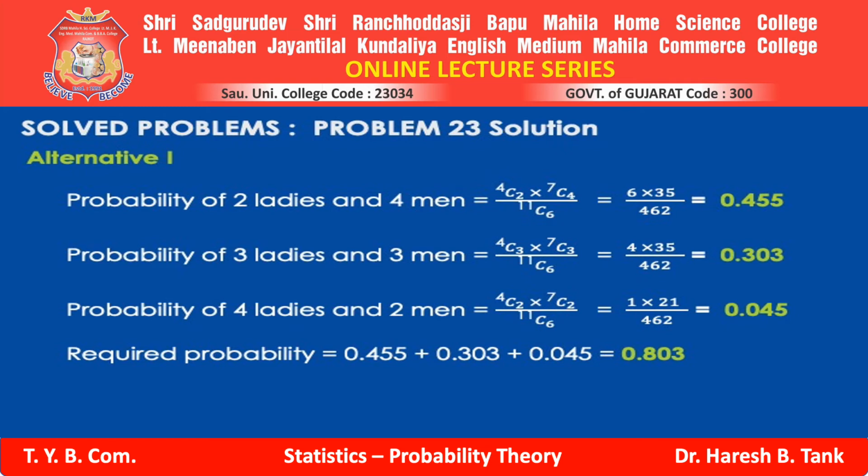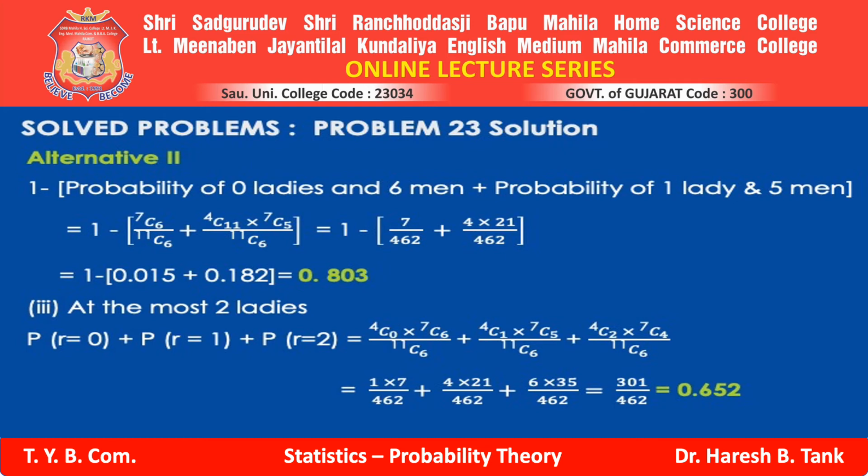Any one of these three means the connector is or, that means it is being added. So all these three probabilities will be added. 0.455 plus 0.303 plus 0.045. Ultimately, the sum becomes 0.803. Right?